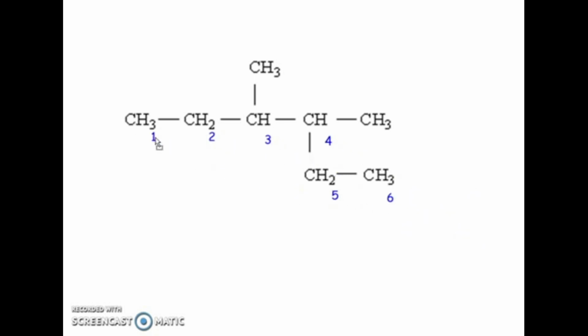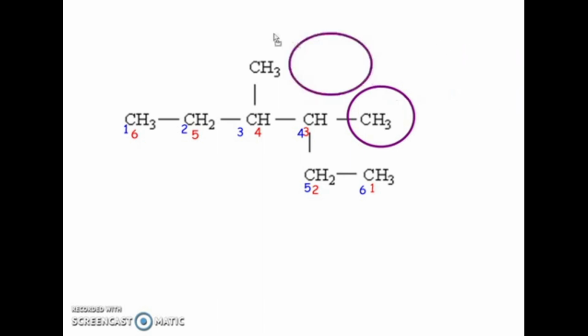If I number it from the left, I get 1, 2, 3, 4, 5, 6. If I number from the right, I get 1, 2, 3, 4, 5, 6. So they're both chains of 6, but am I looking at starting on the left or on the right? Well, to determine which one I want to do, I need to look at where my branches are, what my substituents are.